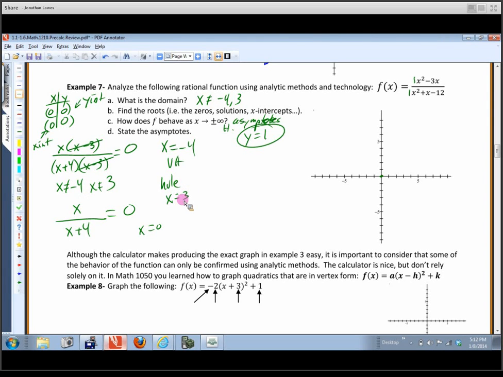So I'm going to draw our horizontal asymptote right here. Horizontal asymptote of y equals 1. There's our horizontal asymptote. We've got a vertical asymptote at x equals -4, so I'm going to draw a vertical line. X equals -4. There's our vertical asymptote right there. And then we've got a hole at x equals 3, and this is how I like to deal with those. I like to draw a little shorter dotted line and just write the word hole next to it.